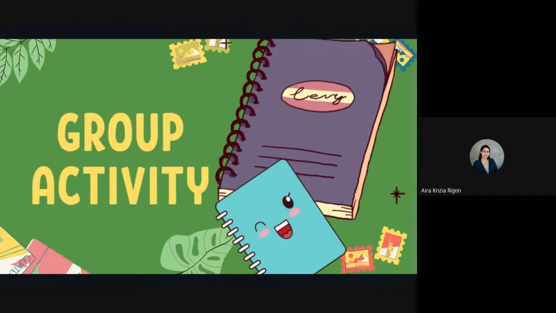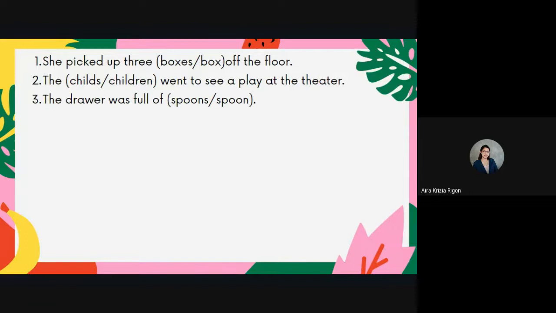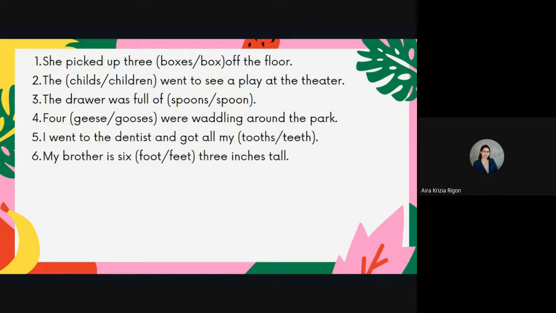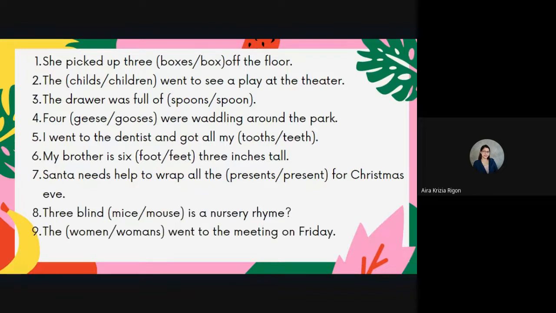The first group who will raise their hands will be the one who answer. Only the leader will raise their hand. Did you understand, class? Okay. For number 1, number 2, number 3, number 4, 5, 6, 7, 8, 9, and the last number. Okay, the group who get the highest score is group A. Congratulations, group A.